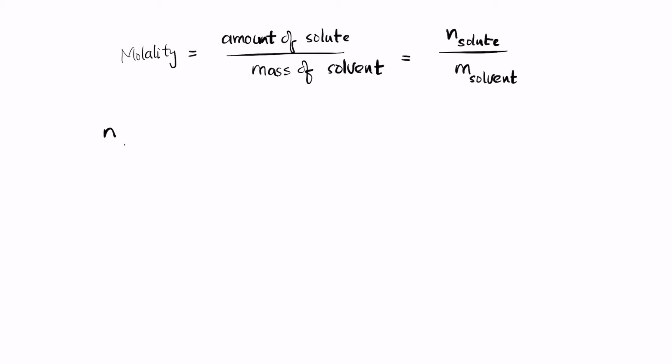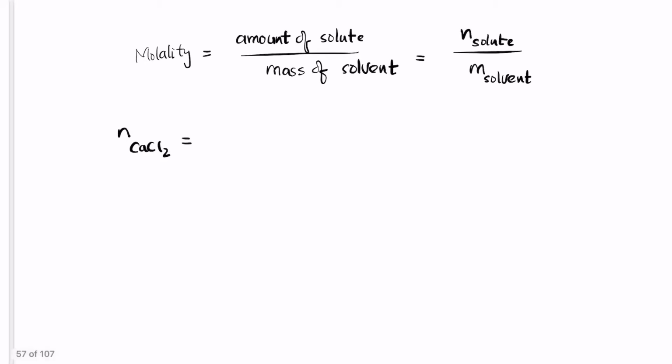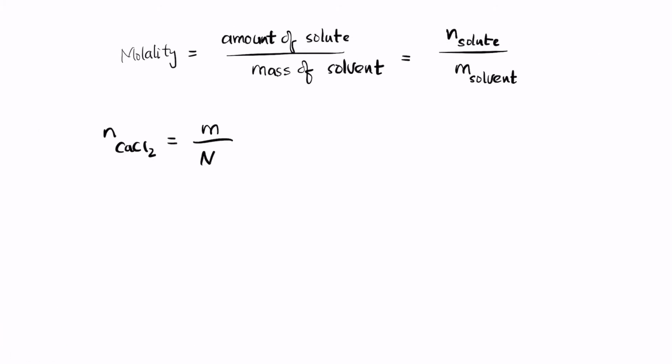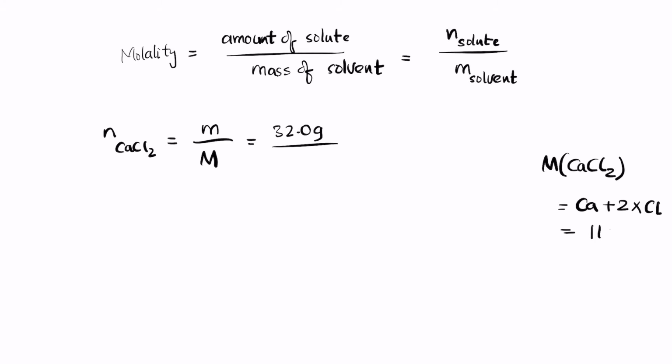So n of solute here is CaCl2. They have given us the mass, which is 32 grams. The number of moles is mass by molar mass. So how do you find this value based on mass by molar mass? Mass here is given as 32 grams divided by the molar mass. The molar mass of CaCl2 will be the molar mass of calcium plus 2 times that of chlorine. That value will be 110.98 grams per mole. So use the periodic table and calculate this value.